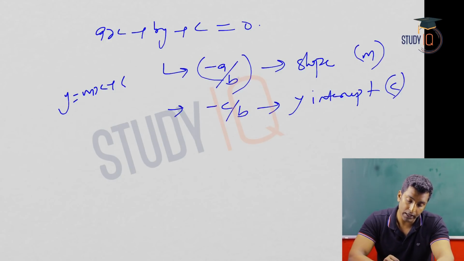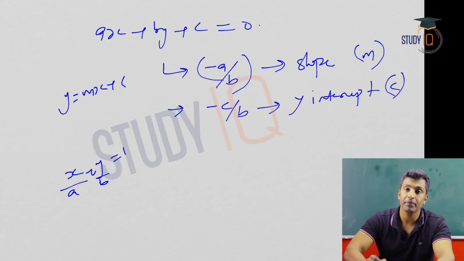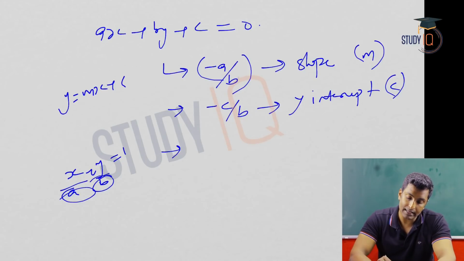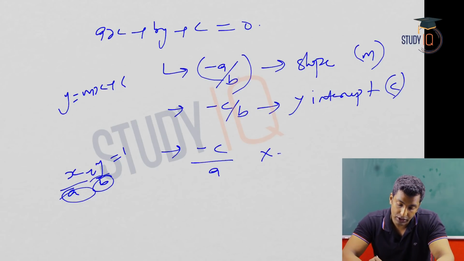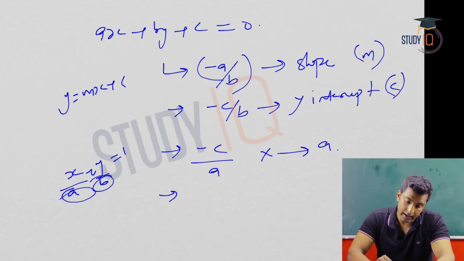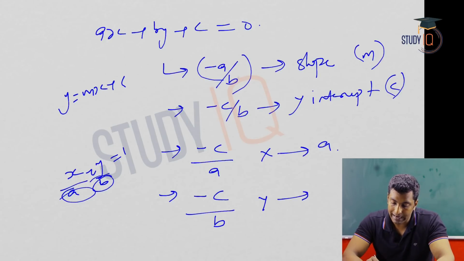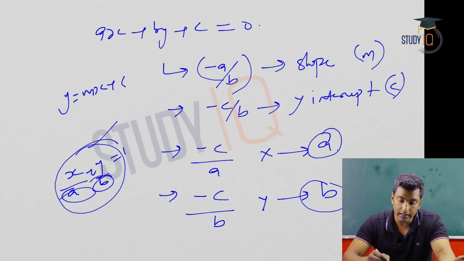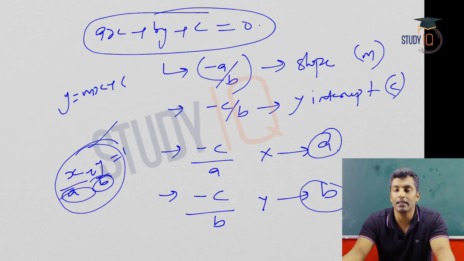So y equal to mx plus c. How will you convert into the intercept form, x by a plus y by b equal to 1? We need a and b. a is the x-intercept and b is the y-intercept. The x-intercept is minus constant by coefficient of x, which is a. And the y-intercept is minus constant divided by coefficient of y, that is b. Once you know a and b, just substitute here and you get the answer. All these things you can get from the given equation. There is nothing unknown here.